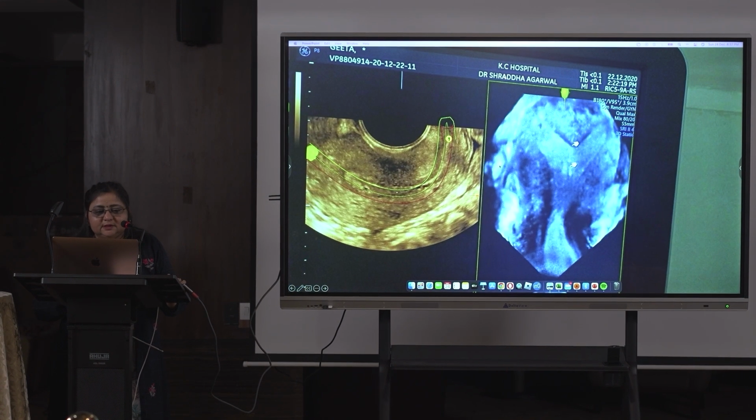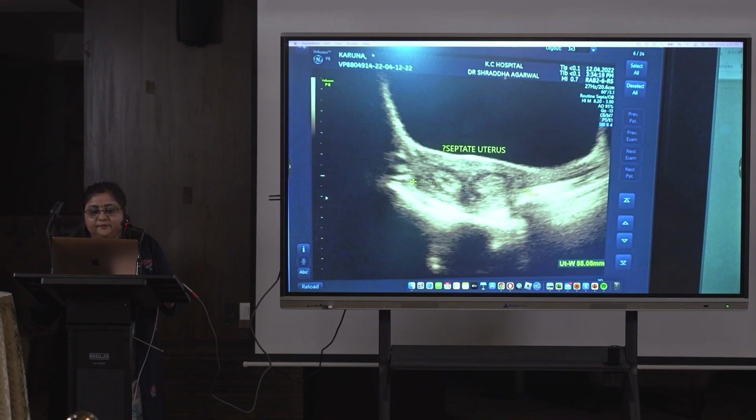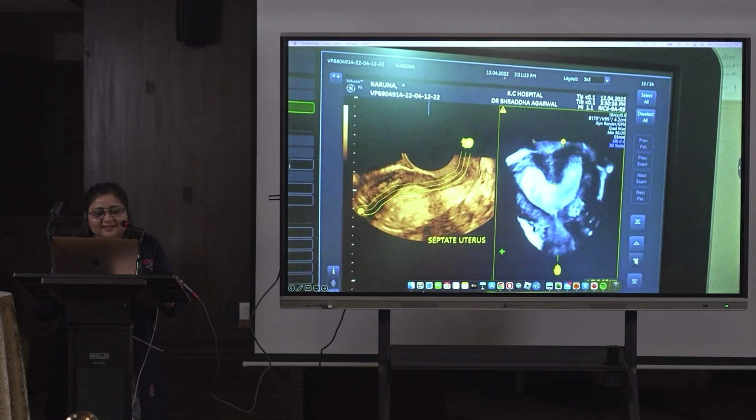This is partial septate, because the septum is not going down. I have taken measurements here, and I have also written it. While taking the width, I've written that it's quadriseptate.